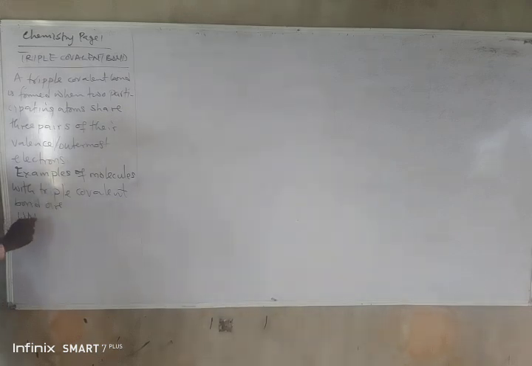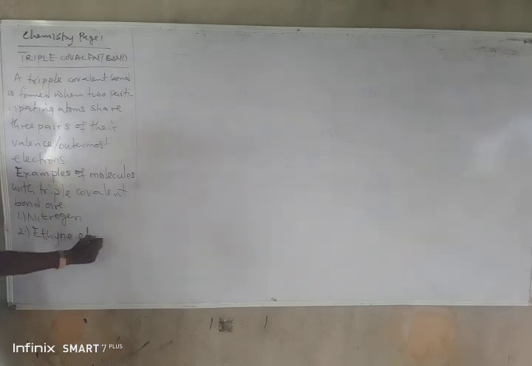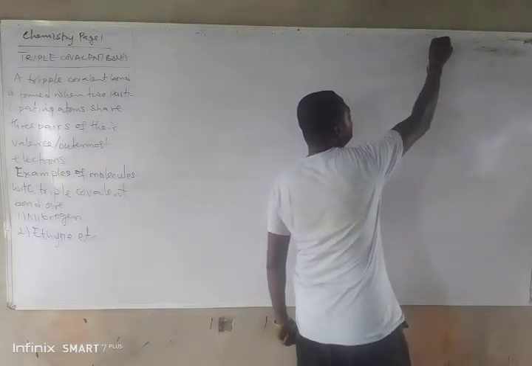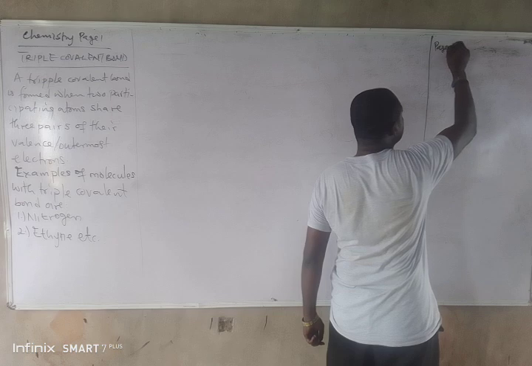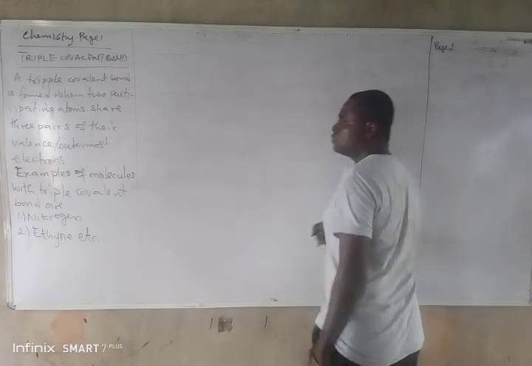First is nitrogen. Second is ethyne, and so on and so forth. So let's start with nitrogen. This will be page 2 now. Let's look at the example when it is nitrogen.